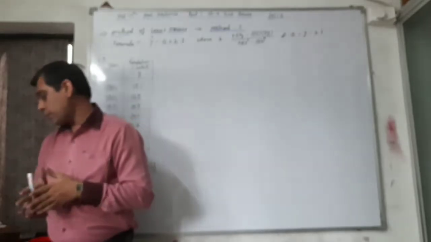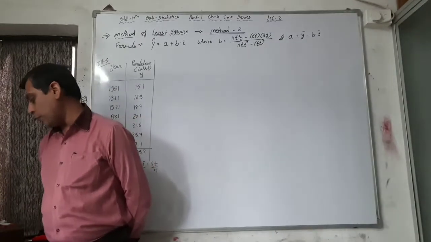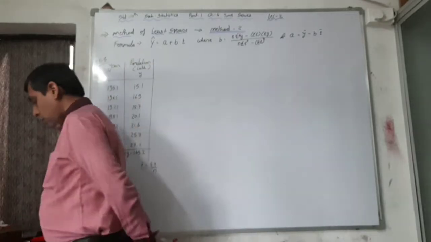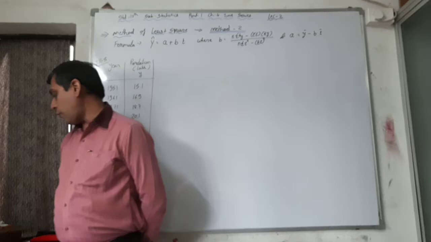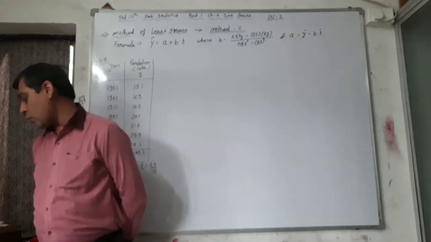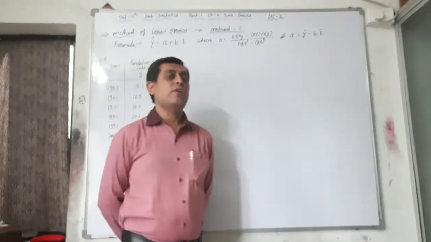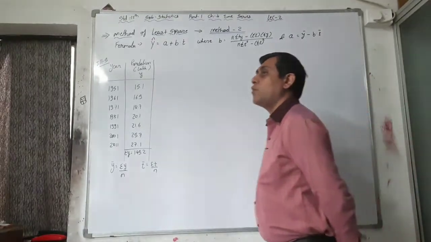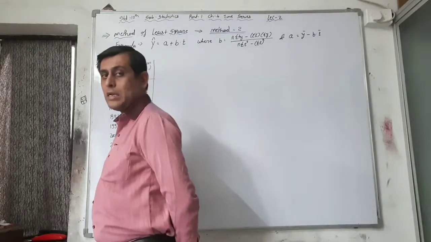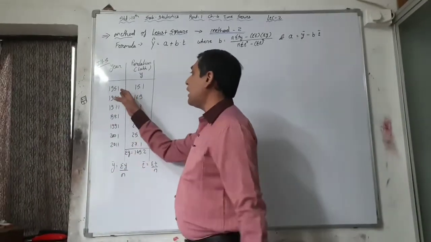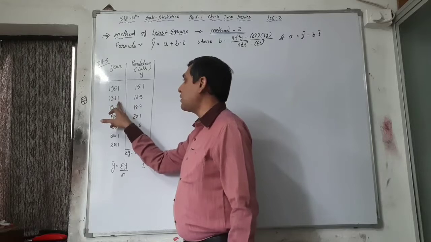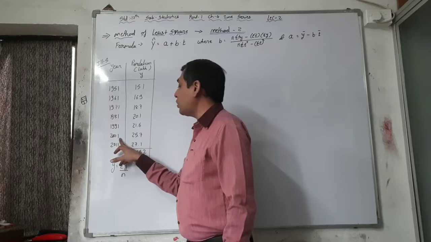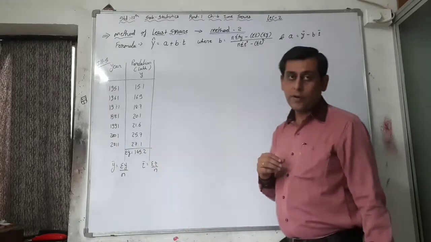Read the question first. The data of the population in lakh of a taluka are given in the following table. Fit the linear equation for the data. The first question is fit the linear equation. That is, we have to find out the y cap is equal to a plus bt. Right? For that, the data is given 1951, 1961, 1971, 1981, 1991, 2001 and 2011. Right?